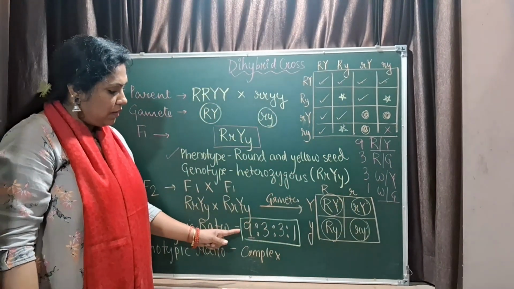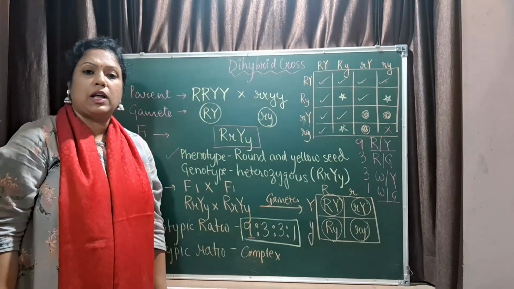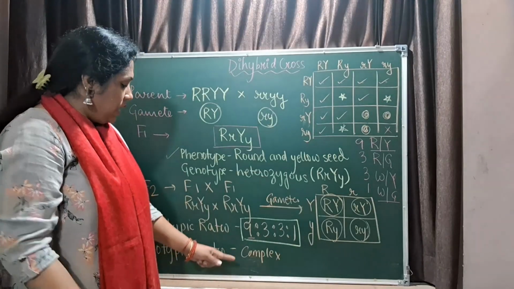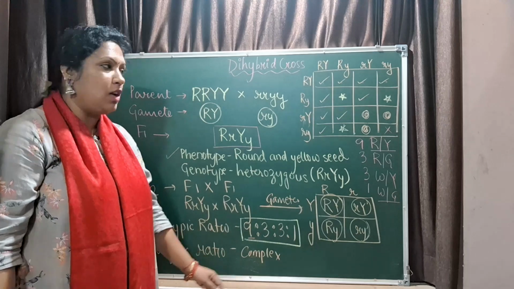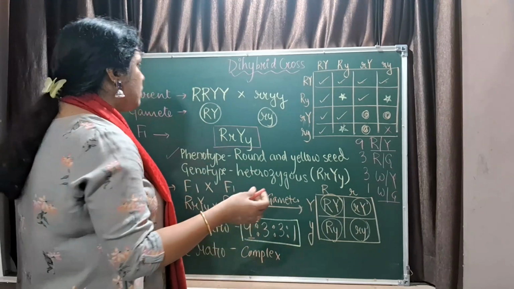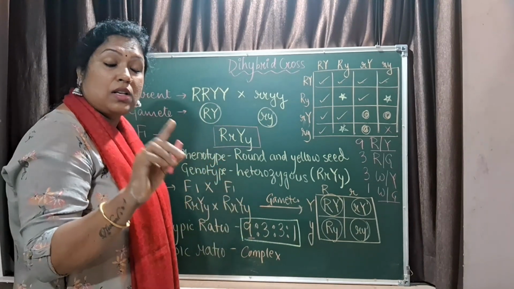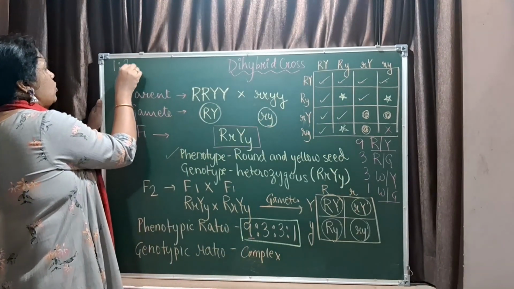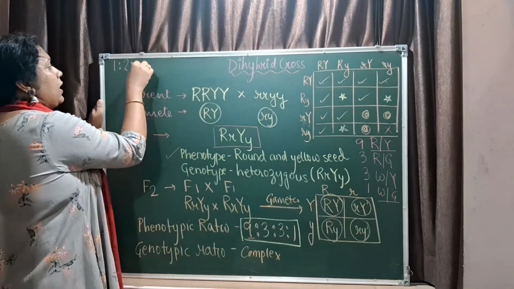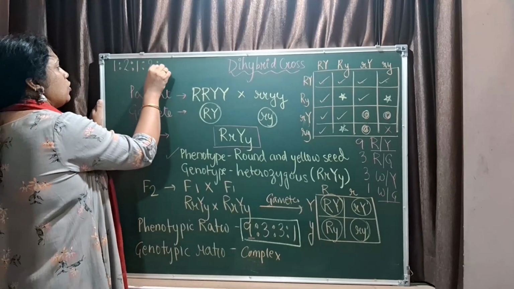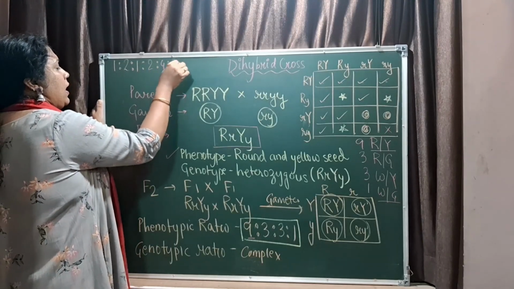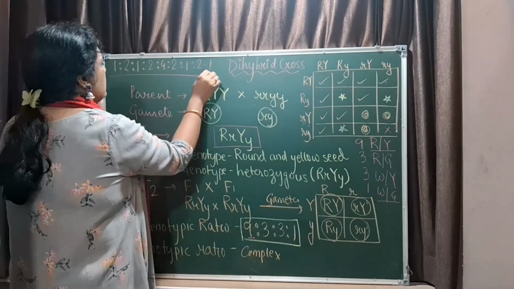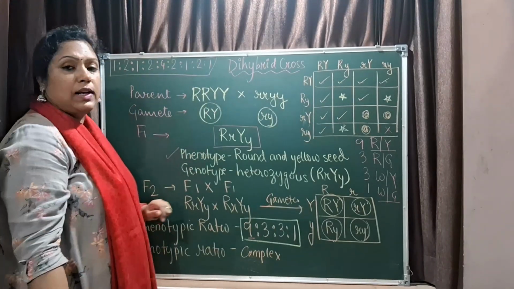So you have 9:3:3:1 phenotypic ratio for the dihybrid F2 generation. And the genotypic ratio is generally complex, but it's very easy to remember. What is the monohybrid genotypic ratio? That is 1:2:1. Double it: 2:4:2. And then again write the same, 1:2:1. This is your genotypic ratio for the dihybrid cross.